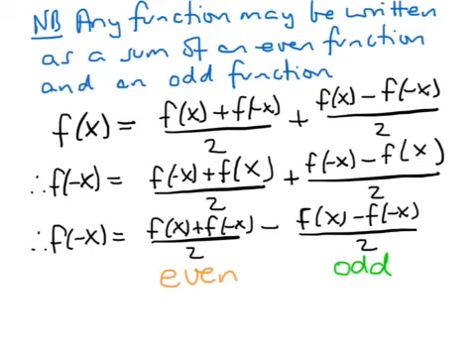So in other words, it's always possible to take a function f of x and write it as a sum of two terms. We don't know anything special about this function to do this. This is just algebra, and we've seen that this part is even and this part is odd. So we can always write any function as a sum of an even function and an odd function in this way. And that concludes this video.